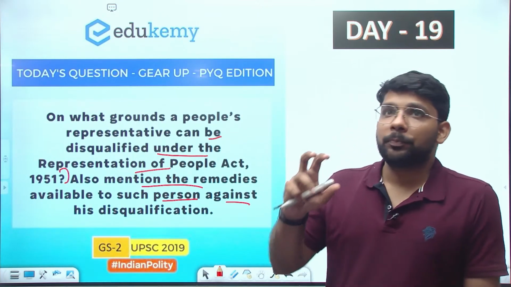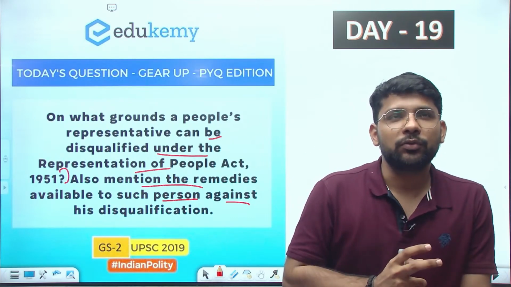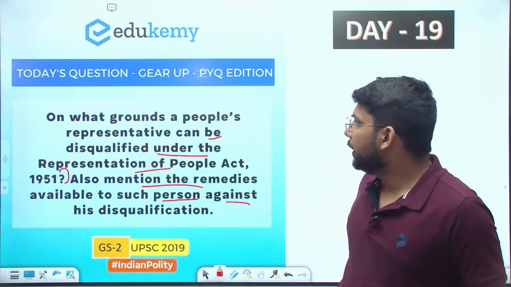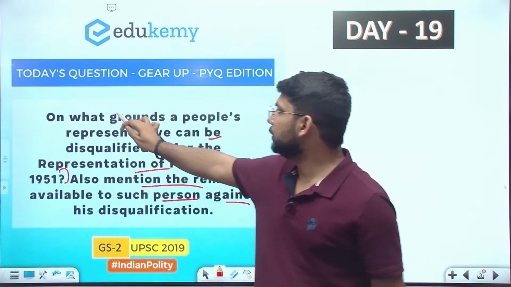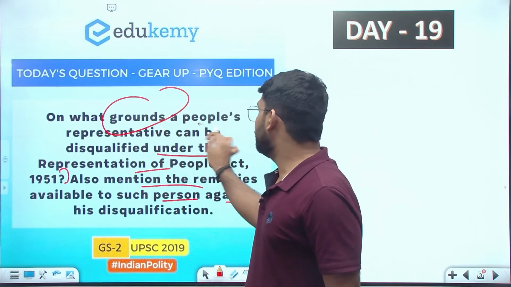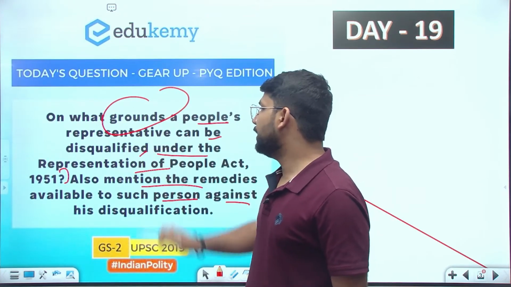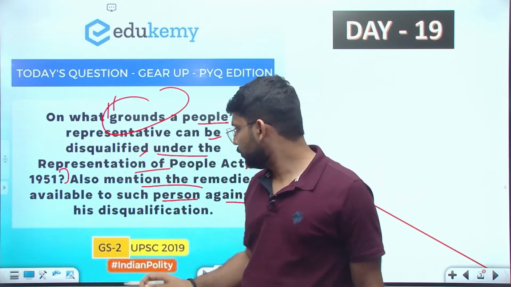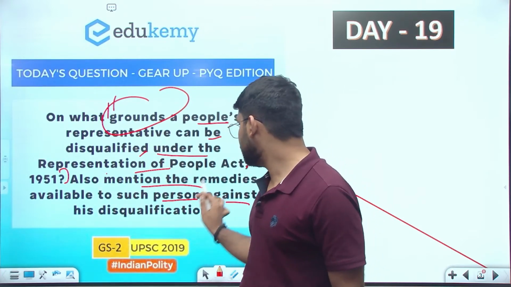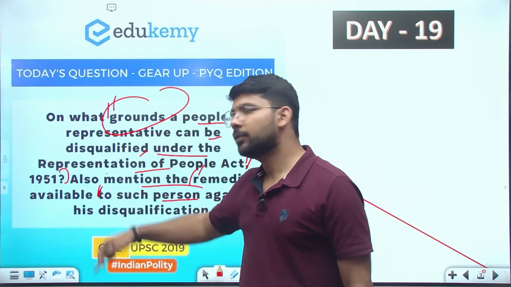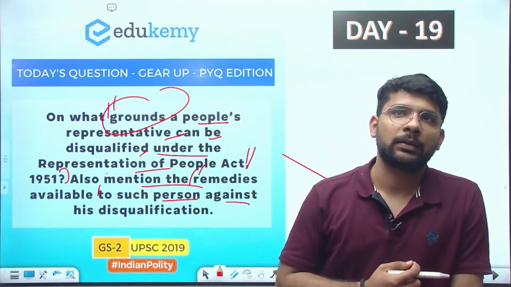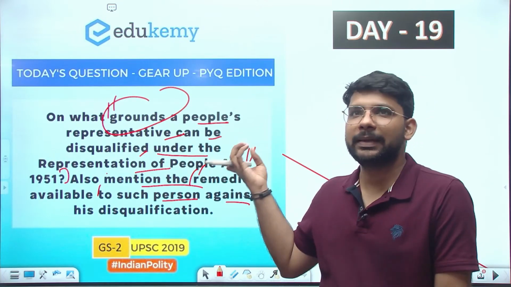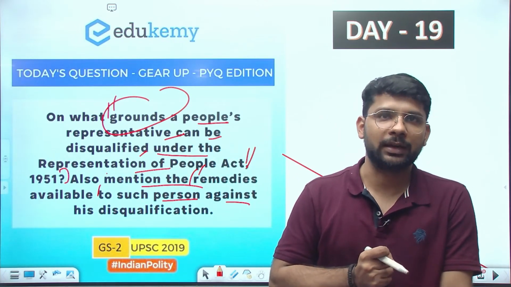Whenever you are reading a question, you need to make subheadings according to the question keywords. Here the question keywords are the grounds on which a people's representative can be disqualified, so you will make this subheading directly. Then you can make the second subheading, the remedies available, from the question itself. So do not create subheadings on your own; it is better to choose the subheadings from the question itself.